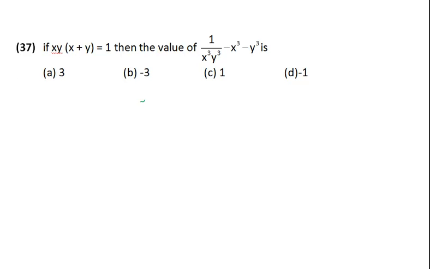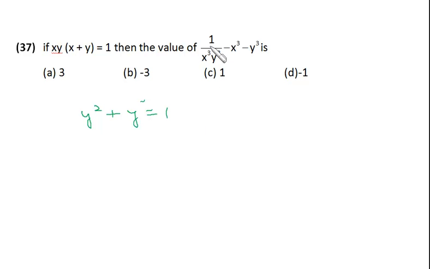Now xy into x plus y is equal to 1, then the value of this. Now once again the problem can be made simple if we put up the value of any one variable and find out the corresponding value of other variable. Suppose I take x is equal to 1, then y plus 1 is equal to 1. I put x is equal to 1, then y plus 1 is equal to 1. That means y square plus y is equal to 1.